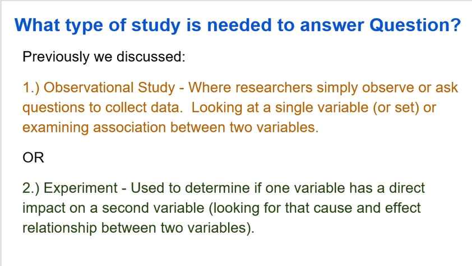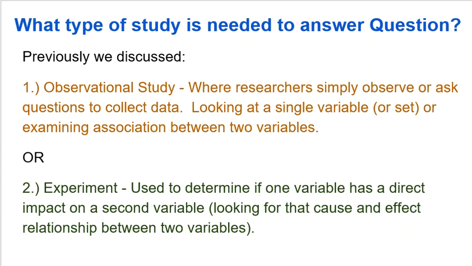Now, what type of study is needed is what we need to answer, right? This is something that we have already previously discussed. We talked about observational studies, where researchers simply observe or ask questions to collect data, looking at a single variable or looking at an association between two variables, versus an experiment, where it's used to determine if one variable has a direct impact on a second variable. Again, here we're looking for that cause and effect relationship between two variables.